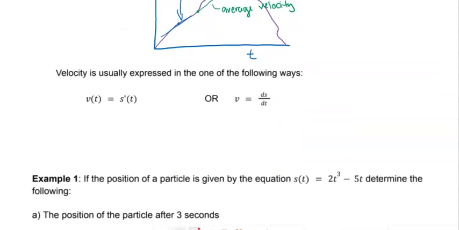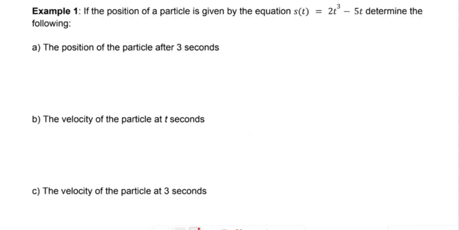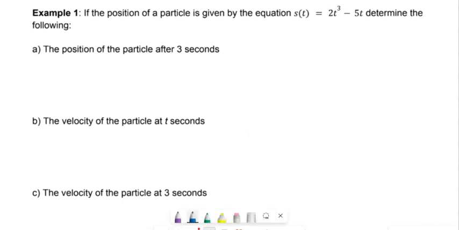Okay, so let's look at an example. Let's say that the position of a particle, s of t, is given by the equation s of t is equal to 2 times t cubed minus 5t. The first question asks us to find the position, that's s of t, of the particle after 3 seconds. It's asking for the position, so I'm going to use the position function and put 3 into the t spot. 2 times 27 minus 15 is 39.